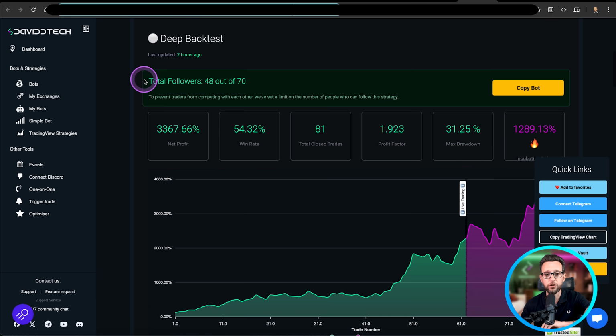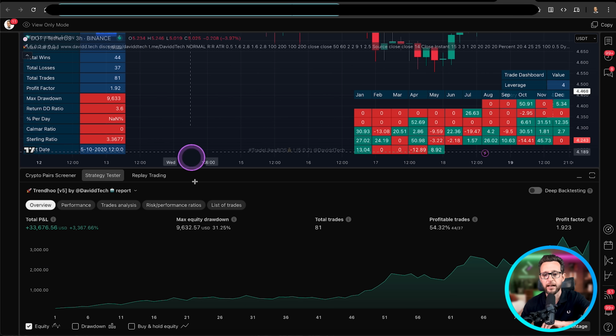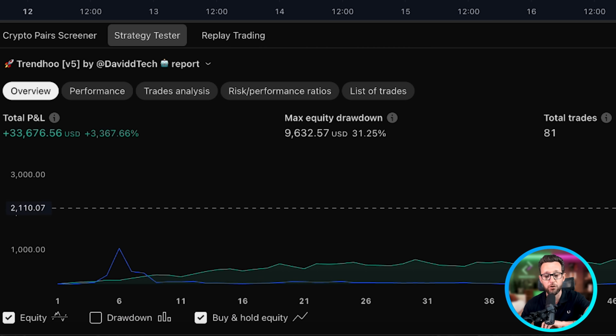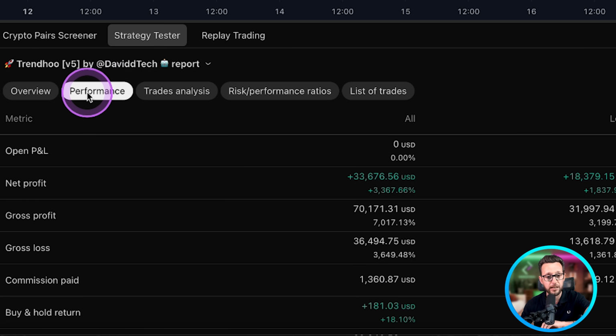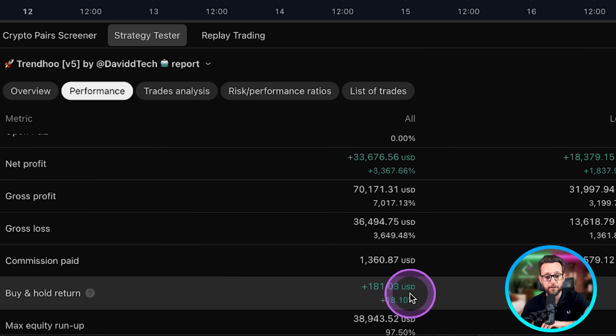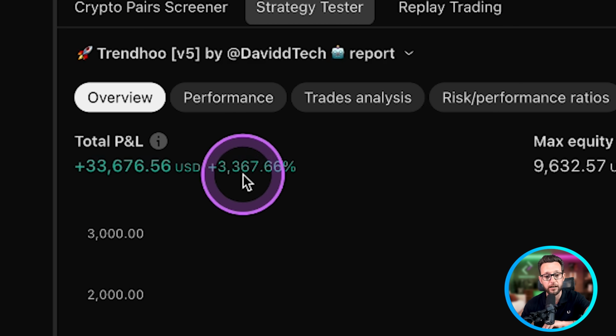Next one is on USDT, where I have a win rate of 54% and a net profit of 3,364%. As always, it is here on TradingView as well, and if we put the buy and hold and you would have purchased DOT, you wouldn't have been particularly happy, because the buy and hold would actually be around 18%, as this trading strategy is up 3,367% in exactly the same time.